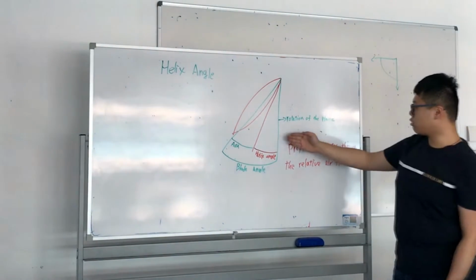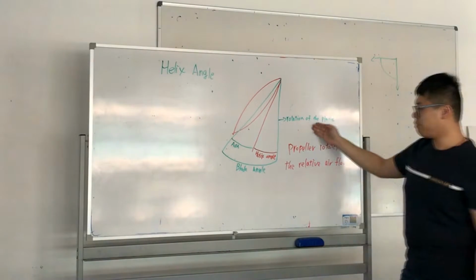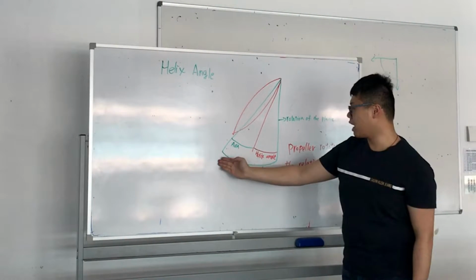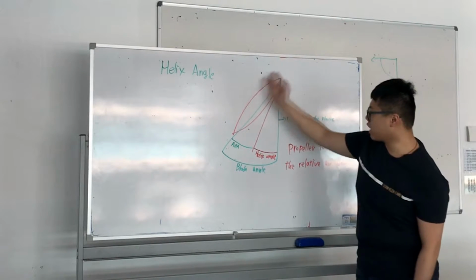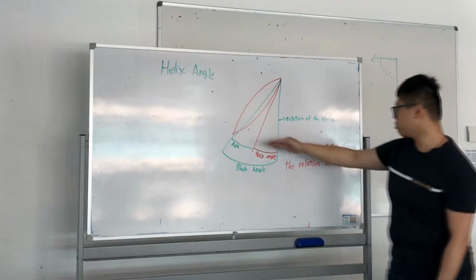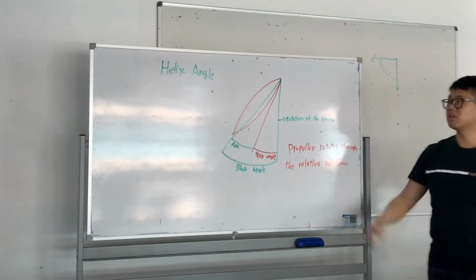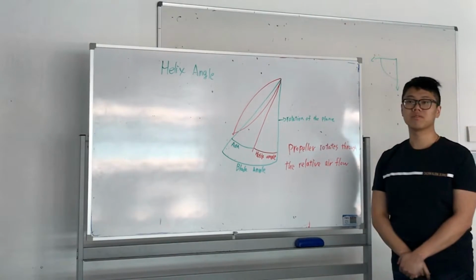And this line is a rotation of the plane. And here is a blade angle. So the helix angle is the red line, which is the path the propeller goes through the airflow. So this one is a helix angle.